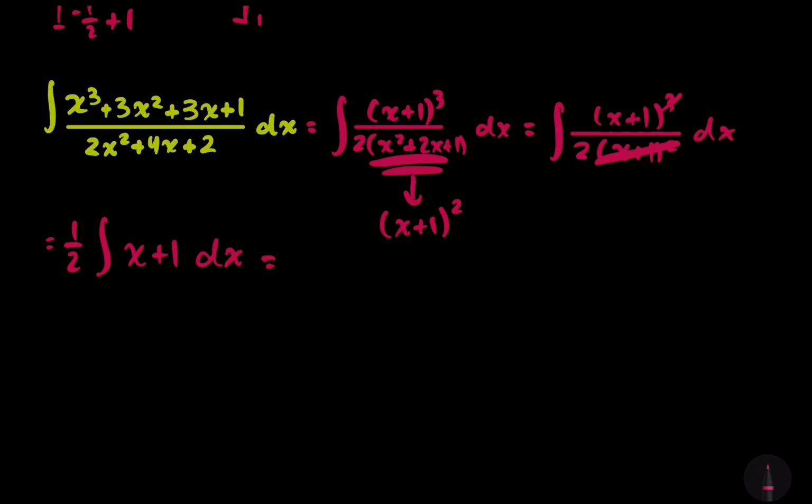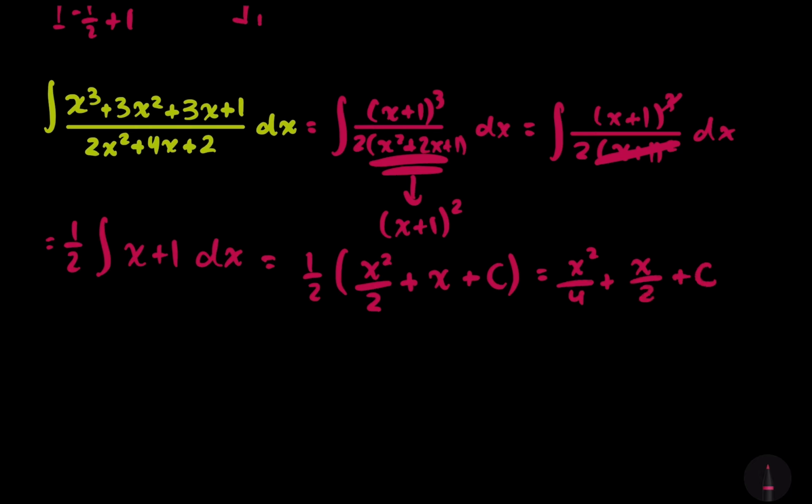And then what is the integral of x plus 1? Well, this is going to be 1/2 times, we know that the integral of x is just going to be x squared over 2, right? We increment the exponent and then divide by that new incremented exponent. And then the integral of 1 is just going to be x. And of course, we can't forget the plus c. We expand that 1/2, we end up with x squared over 4 plus x over 2, and we keep the plus c the same because it's just a constant of integration. And so that would be our final answer right over there.